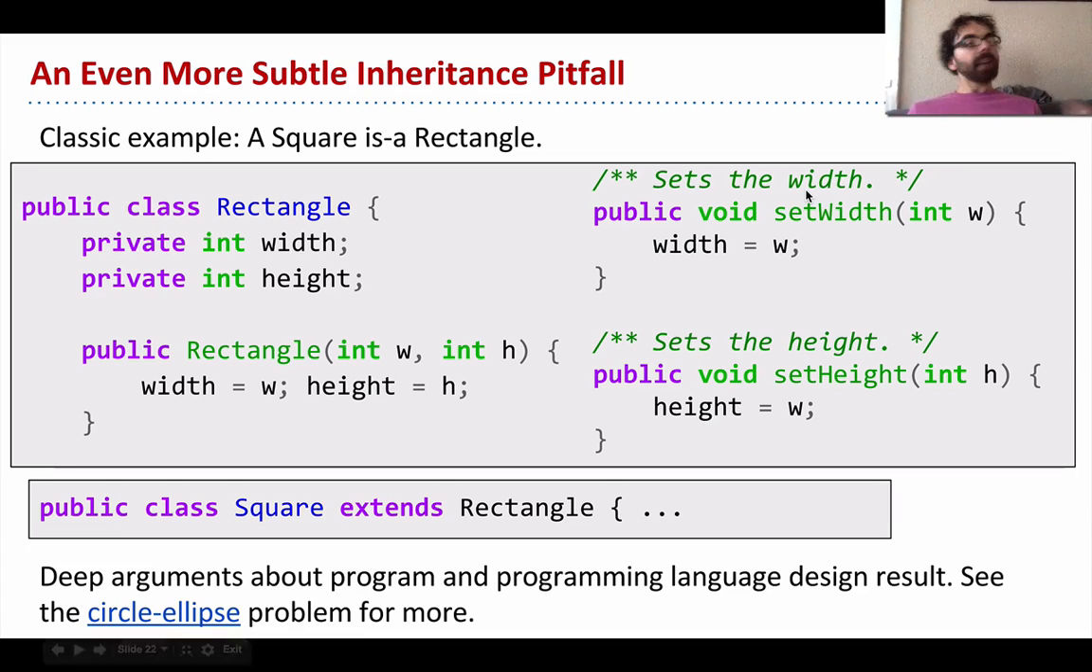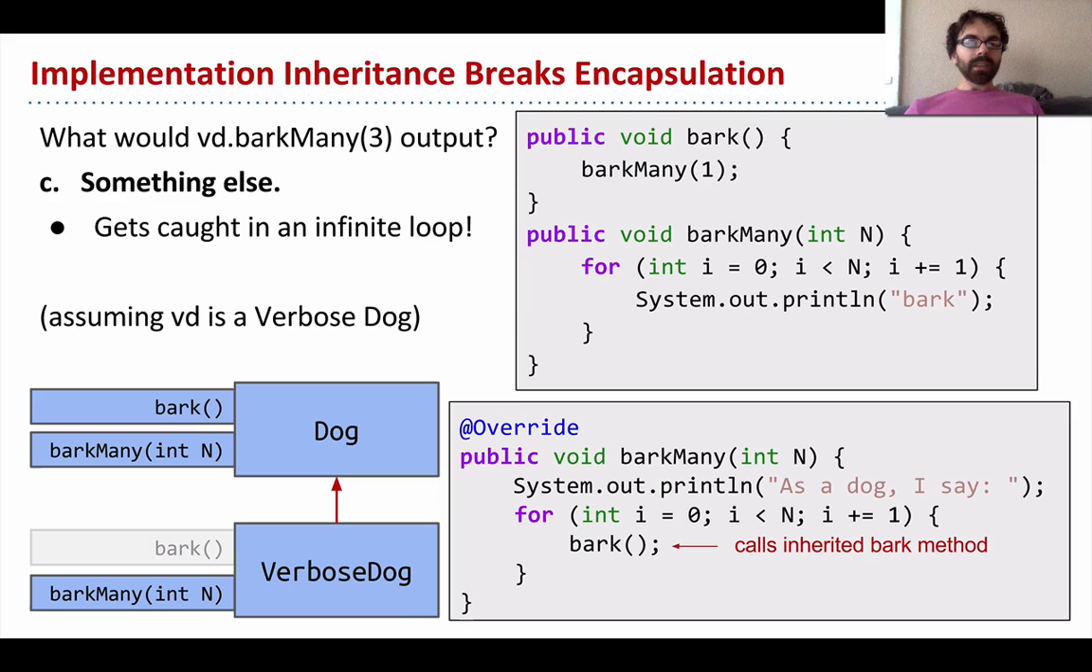So there's actually a lot of really deep thoughts about this kind of thing. There's a whole article you can read here about the so-called circle-ellipse problem if you want to know more. But just to let you know, inheritance is not an obvious win because there's some funny things that can happen. And then the last funny thing I want to mention is this one from an earlier lecture about how implementation inheritance can break encapsulation.